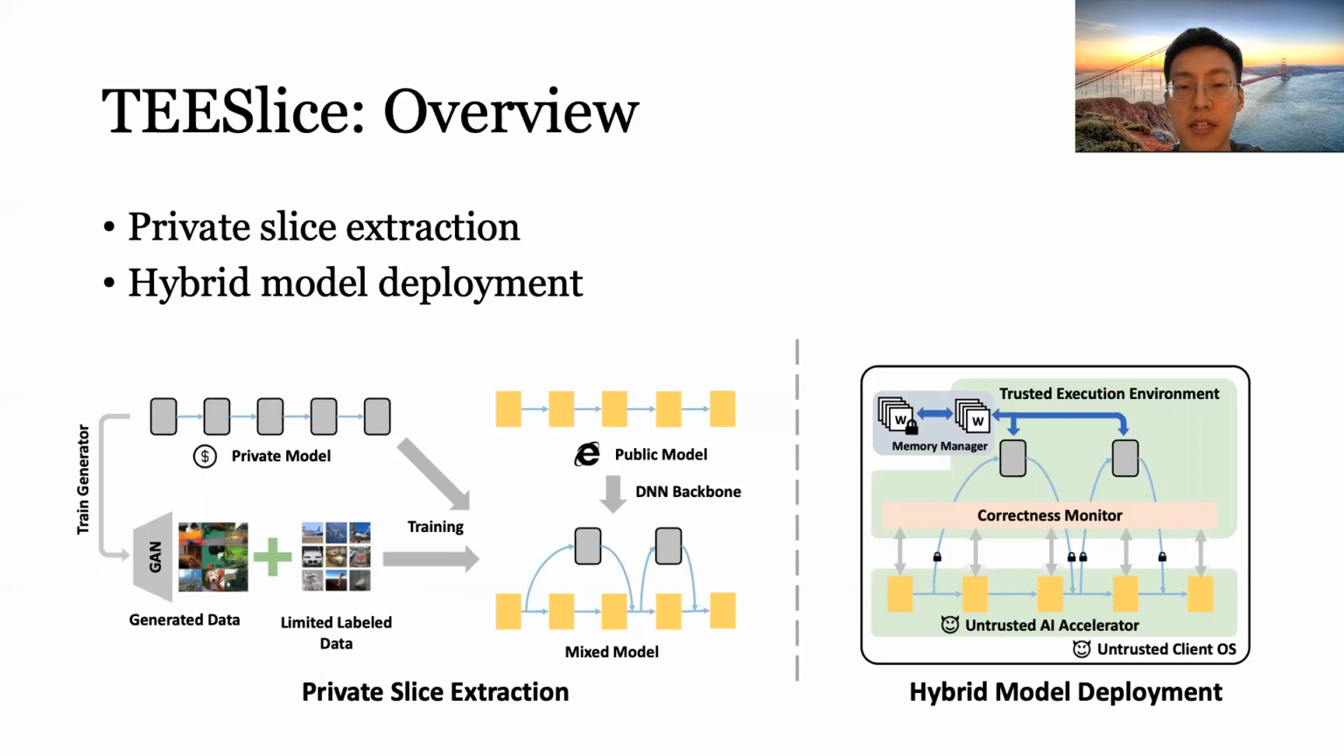In the second stage, the private slices are deployed inside TEEs, and the public backbone is put on the untrusted AI accelerators. The memory usage of TEEs is optimized, and all the data computation between the two environments is encrypted.